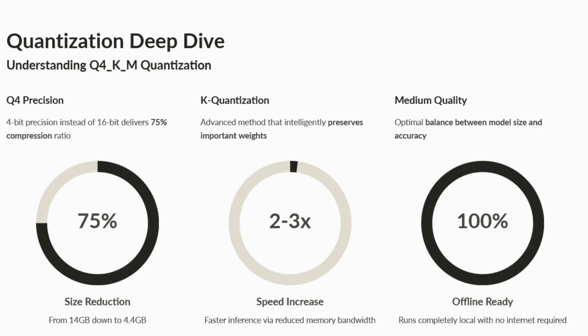The next one is the K quantization method. This is one of the advanced methods that intelligently preserves the most vital or important weights, and this results in a 2 to 3 times increase in speed. And of course, the last thing about quantization is that all of this helps with running your model offline without any internet required.